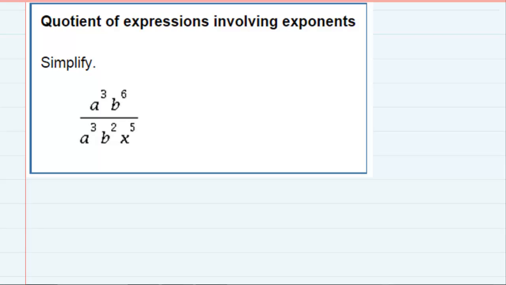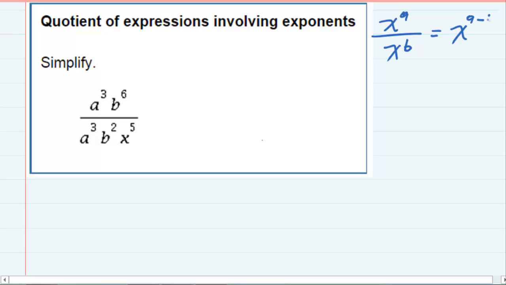Quotient of expressions involving exponents. We're asked to simplify, but first I would like for you to recall that whenever we have a base raised to a power and we divide it by the same base raised to another power, we actually can combine that and make that just the one base, x. We're keeping that base, but we take the power of the top and subtract the power of the bottom. This is the rule that we're going to use for this expression.